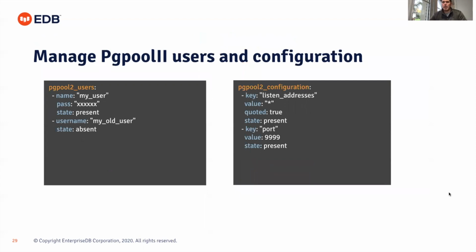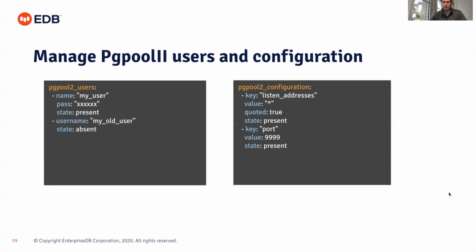About the manage Pgpool2 role. This role can be used to manage the user list and the configuration parameters. With the Pgpool2 users variable, we can define the users and their password we want to be here or we want to remove. With the Pgpool2 configuration variable, we manage the configuration parameters changes we want to apply on the Pgpool2 configuration file.